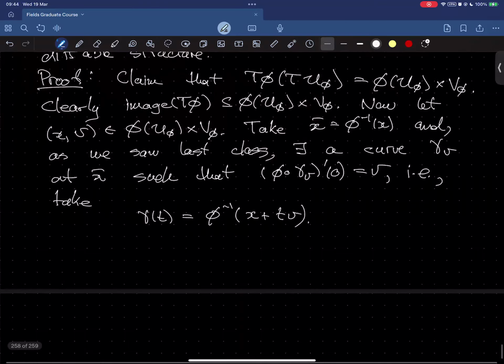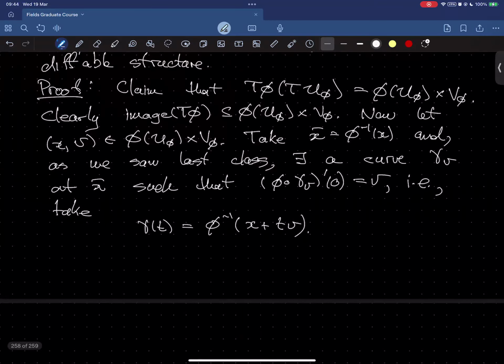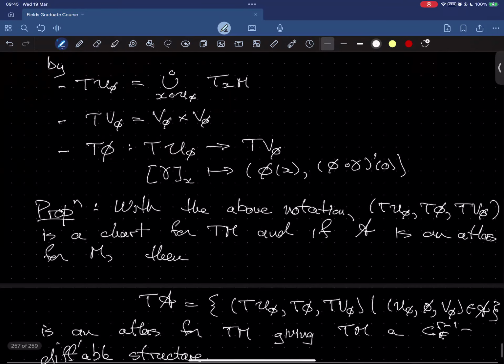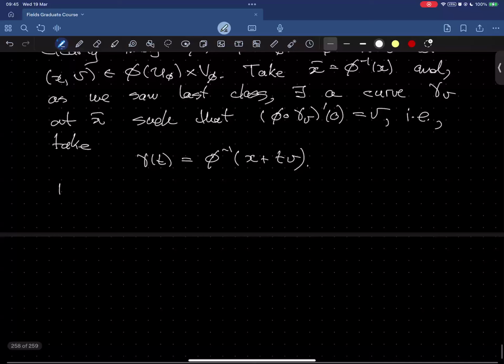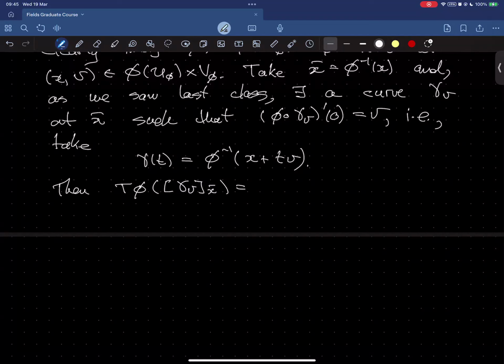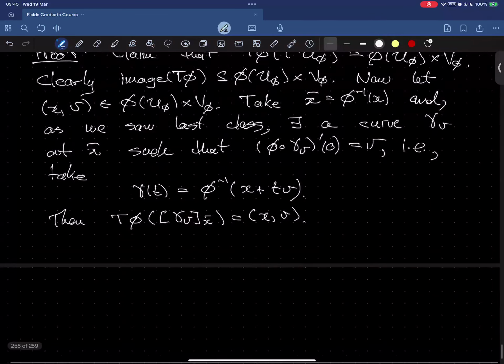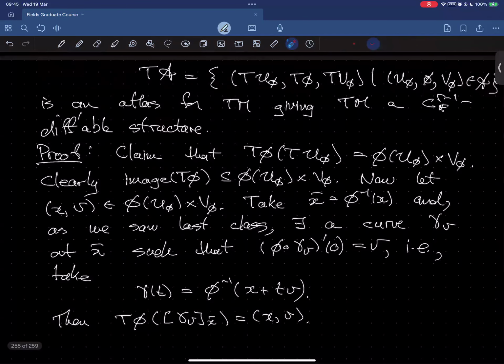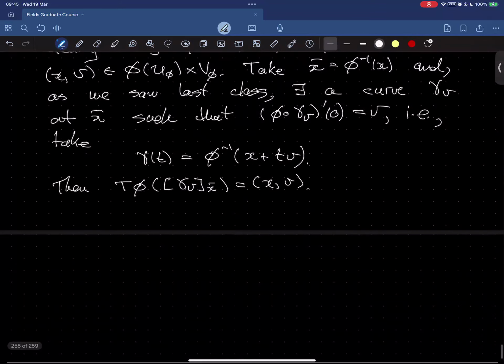And that does it, right? Because then by the definition of T phi, remember that T phi is defined like this, T phi of gamma v at x bar is equal to x v. So that shows that every point in here is in the image of T phi.